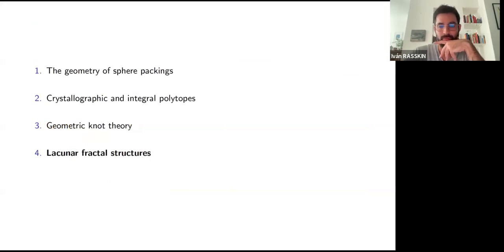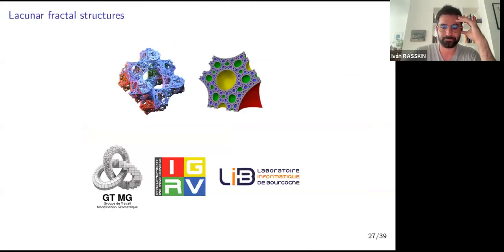So this is all for the knot theories, and now I'm going to talk about the application for fractal structures. This is a project in collaboration with a team from Dijon in France. These lacunar fractal structures are objects where we make holes with a fractal system that may allow us to get a solid object and make it lighter. So it's going to be useful for industrial purposes.